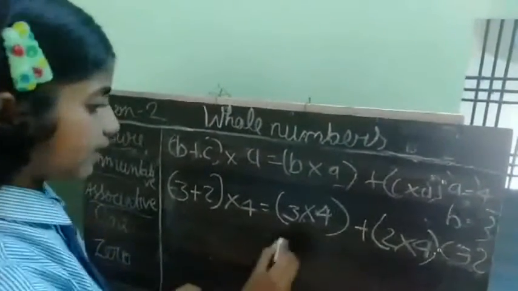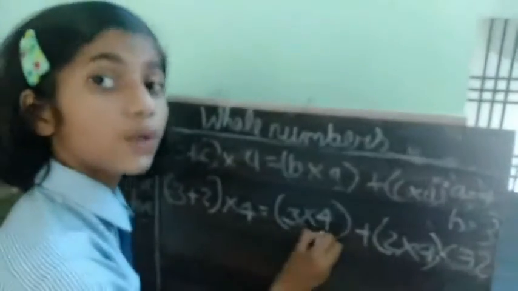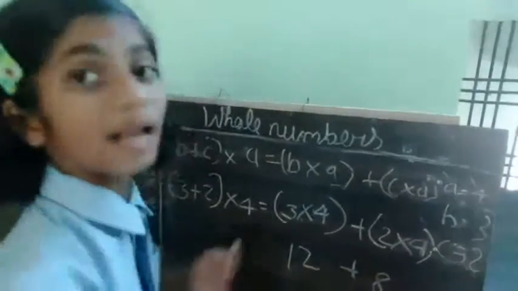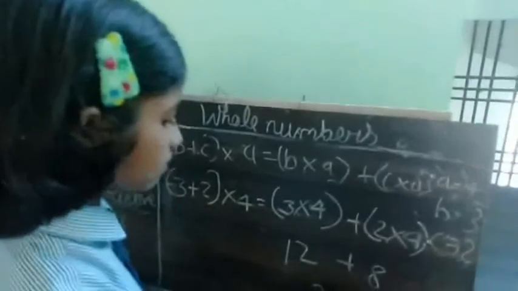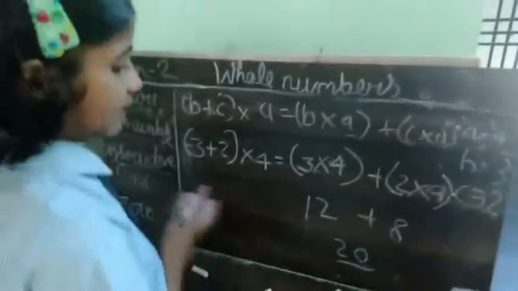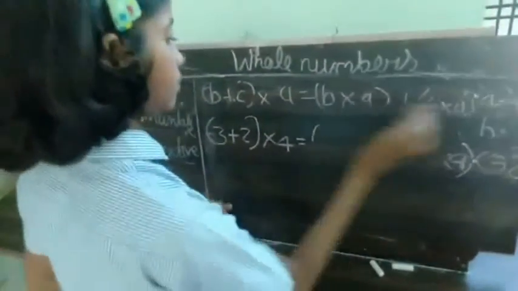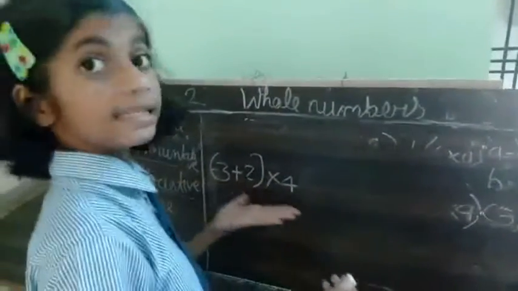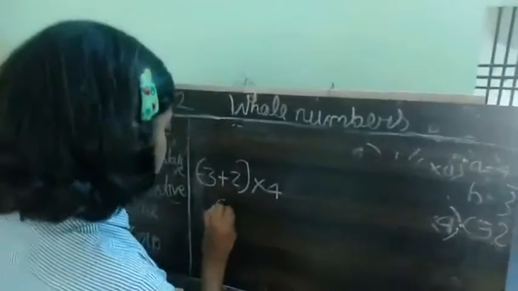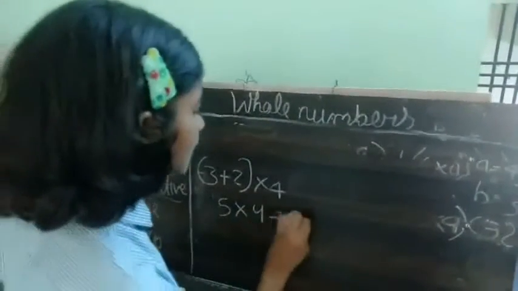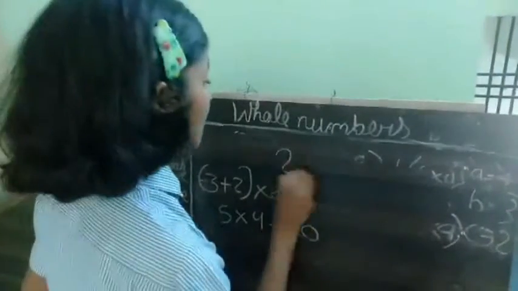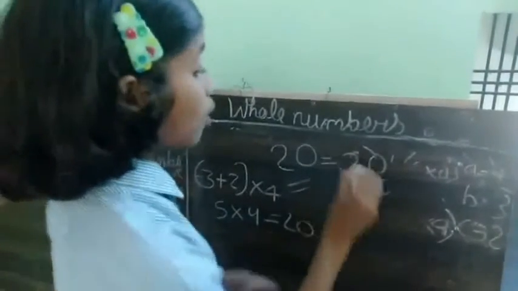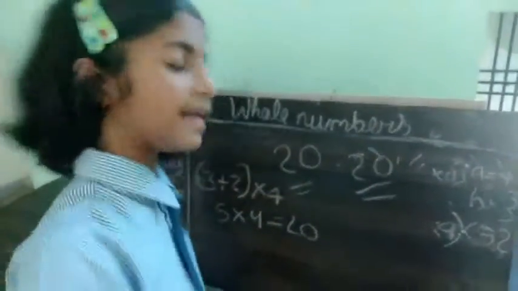Now we will solve it. 4 ones are 4, 4 twos are 8, 4 threes are 12. So the answer is 12, and the other is 8. 12 plus 8 is 20. The answer is of course 20. Now like this, first we solve the bracket: 5 into 4 equals 20. So in that method the answer is 20, and in this method the answer is 20. From all the methods the answer is only 20.